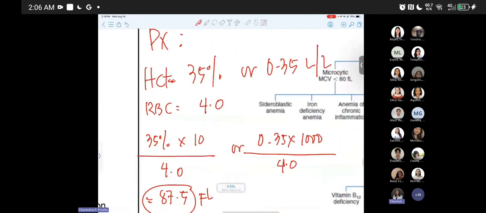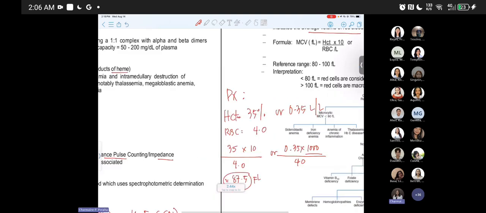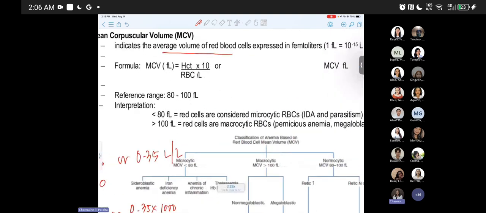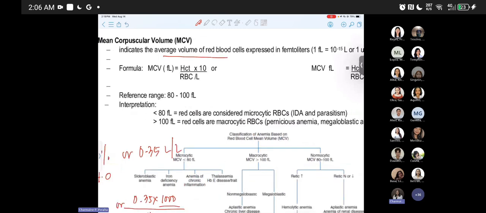So that you don't get confused, for this 35%, don't put the percentage, because if you do, it becomes 0.35. So just 35. 35 times 10 divided by 4. But when it is 0.35, multiply by 1,000. The reference range of MCV is 80 to 100 femtoliters. If less than 80, cells are considered microcytic, as seen in iron deficiency anemia and parasitism. If greater than 100, the cells are macrocytic, seen in pernicious anemia and megaloblastic anemia.